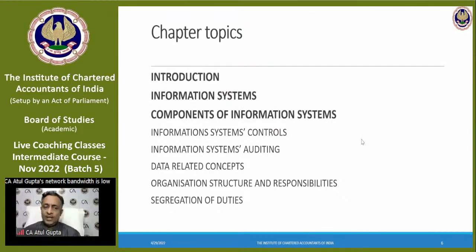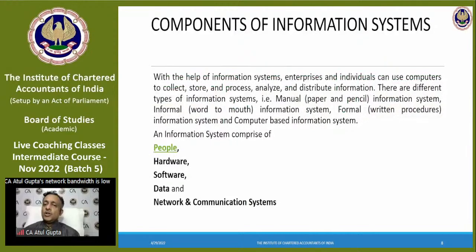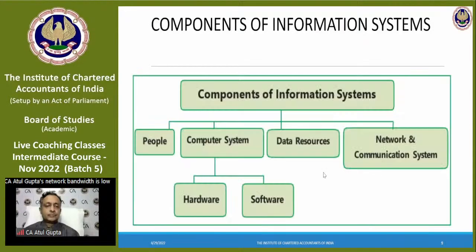So we talked about information system, information components, and controls also we started. This is information system components: input, process, output, storage, and feedback. Then components of information system: people, hardware, software, data, network, and communications. So this is diagrammatically.